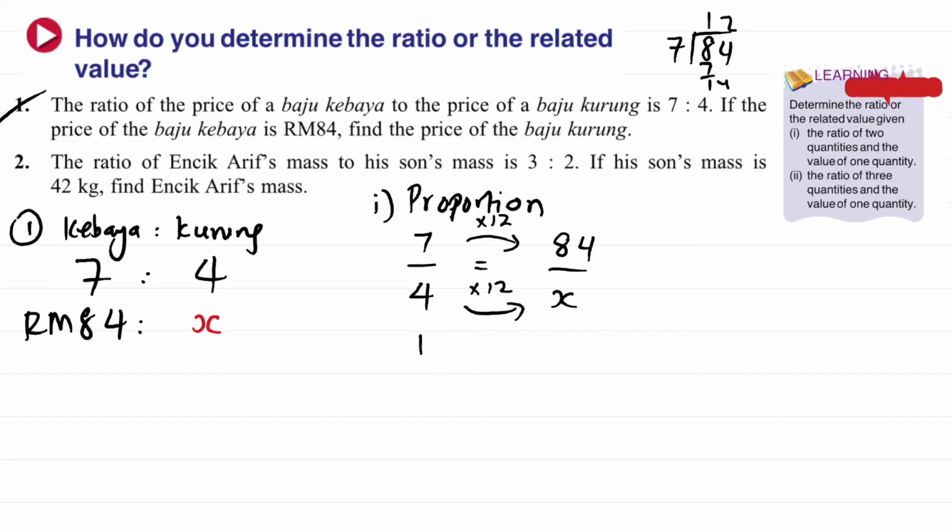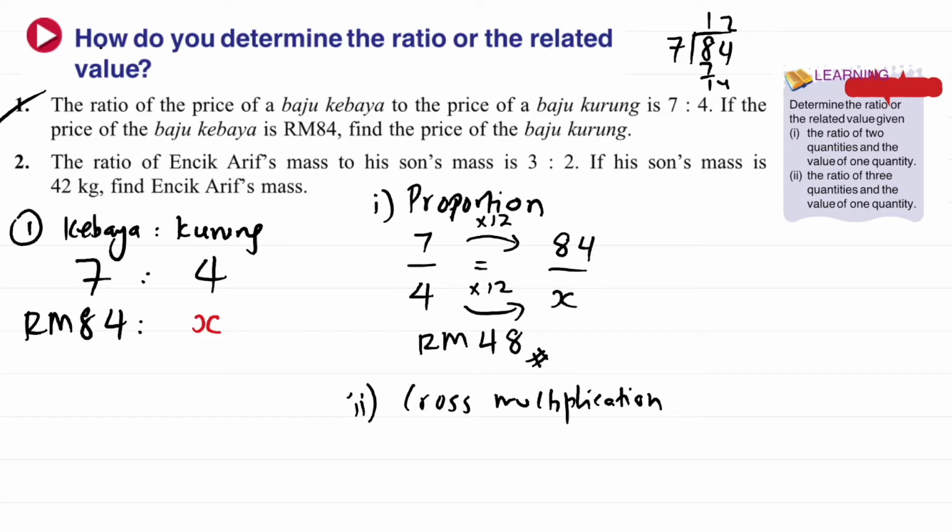So you will get the answer RM 48. That's it. Okay. The second method is cross multiplication. So for cross multiplication, we just copy back this.